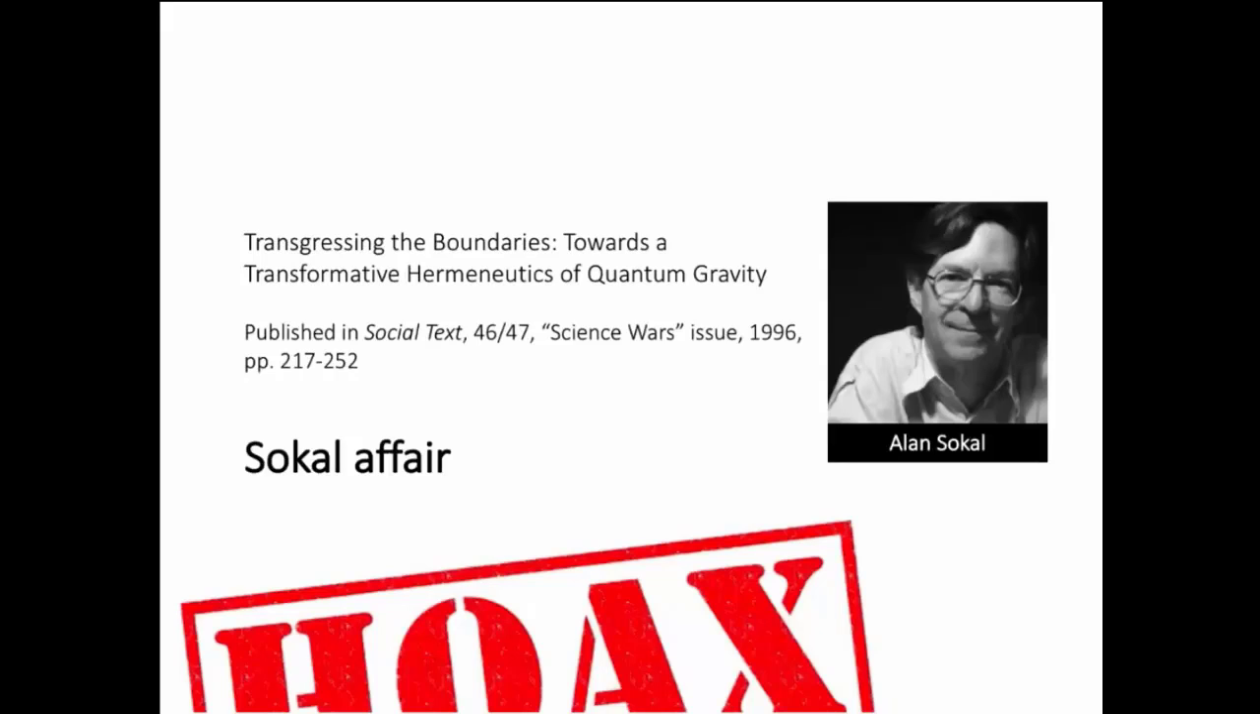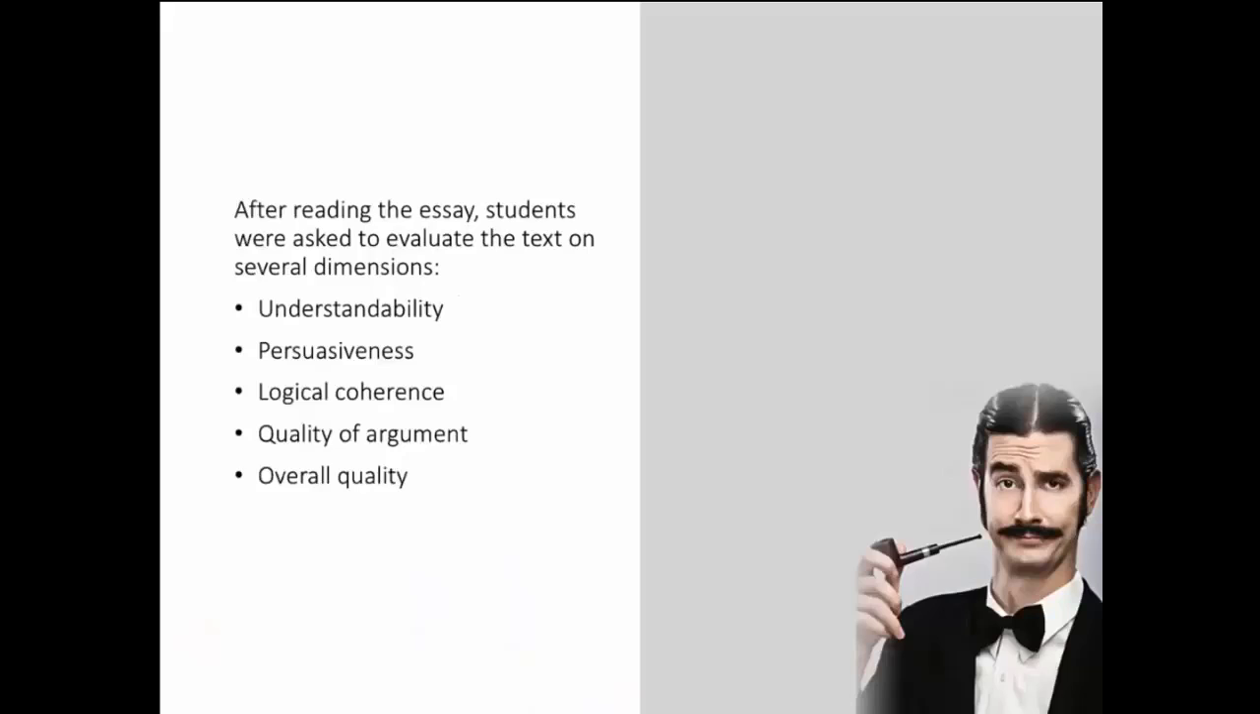And which text did they have to read? Well, the beautiful Transgressing the Boundaries: Towards a Transformative Hermeneutics of Quantum Gravity, which you by now know is beautifully written, but it's really bullshit. There's nothing in it. It's beautiful phrases, but it doesn't make sense at all. It's nonsense. After reading the essay, students were asked to evaluate the text on several dimensions, like how understandable is it, how persuasive is it, and so on.